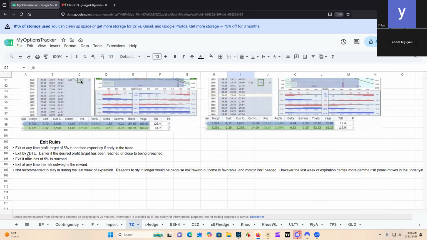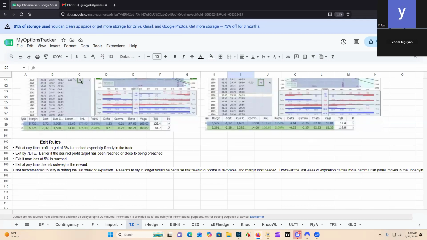You never want to stay in it in the last week of expiration. So this front cycle is 14 days to expiration. After 7 days in the trade, you get out no matter what. Max loss, if you hit 5%, you just get out. That's what happened last week for me. I hit this max loss of 5%, so I just took it off. Even with my adjustments, it hit max loss.